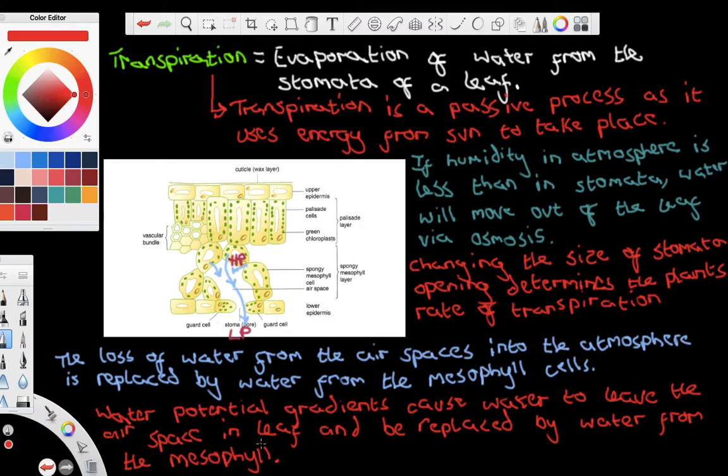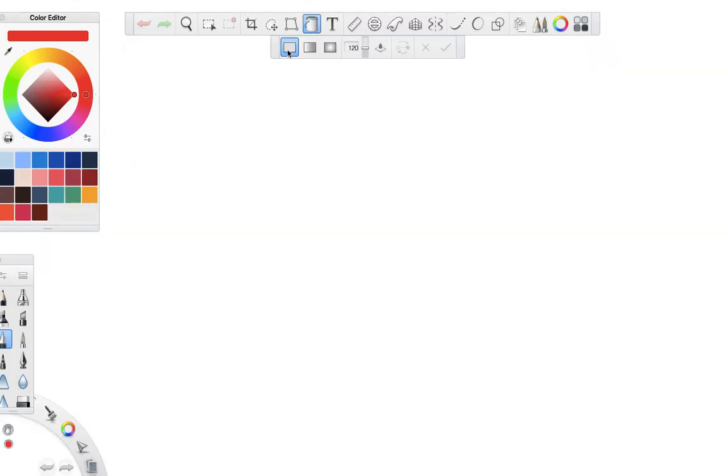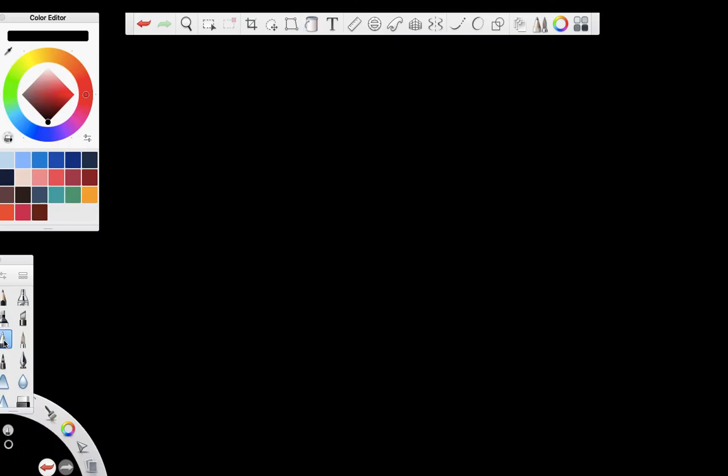Okay, so it's this movement of water from the airspace into the atmosphere that causes water to move from the mesophyll into the airspace to replace the water that has been lost. Okay, so if we refresh this now, we've got to the loss of water from the mesophyll. Okay, now we need to think about the movement of water up the stem in the xylem. Okay, so the water is lost from the mesophyll due to heat from the sun.